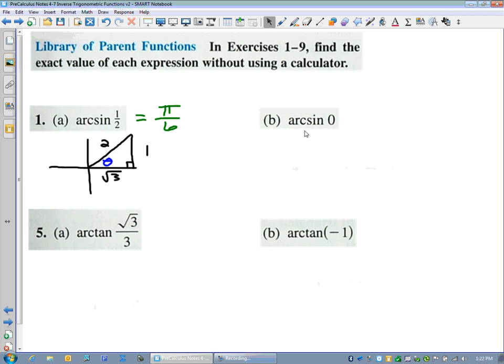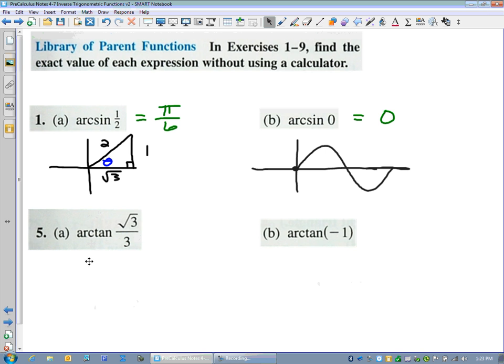For part B, we have arc sine of 0. Well, 0 is one of our quadrantal angles, so rather than drawing a triangle, I'm going to make the graph. This is the graph of sine. And the question is, where is it 0? Well, it's 0 here, or it's here, or actually even here. So it's 0 in many places, but remember, we want the angle that's within the restricted domain, which is negative pi over 2 to positive pi over 2. So this one is the only one that is within the restricted domain. So therefore, it would be 0. 0 is the angle whose sine is 0.